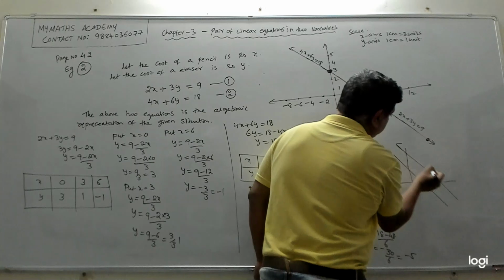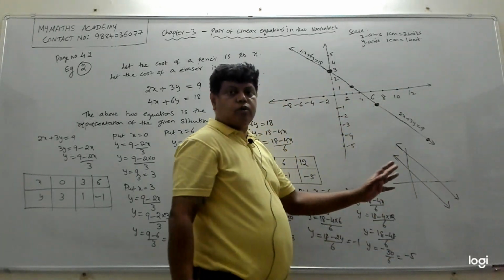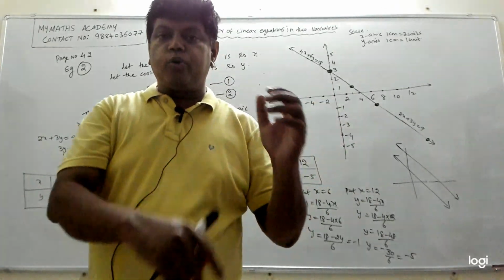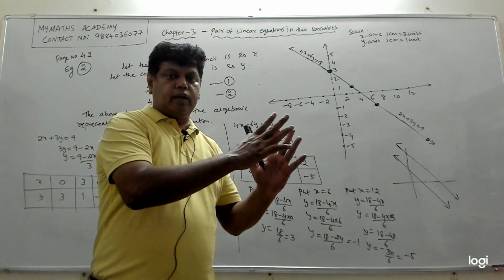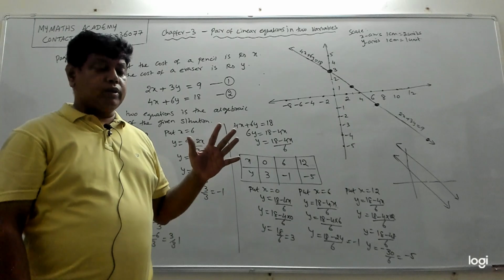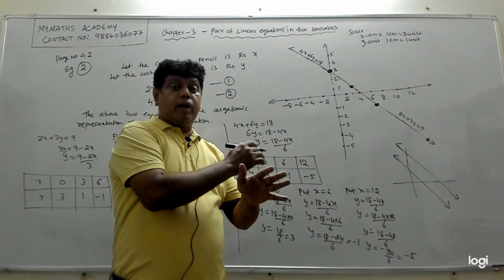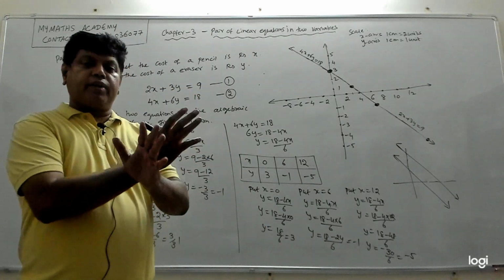One equation will give you a line like this, another equation will give you a line like this. So you can draw the graph and you will see that you will get two parallel lines, which means they will never intersect. So the first example that we did was where the two lines were intersecting. The two lines were meeting at a point. We had intersecting lines.